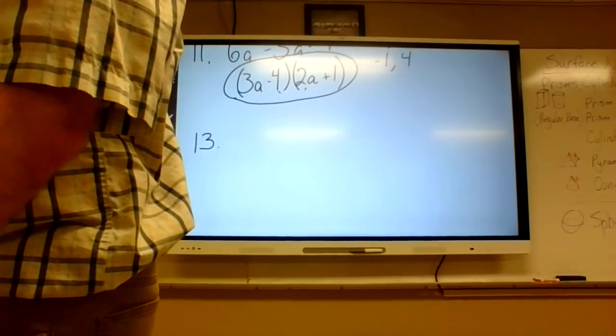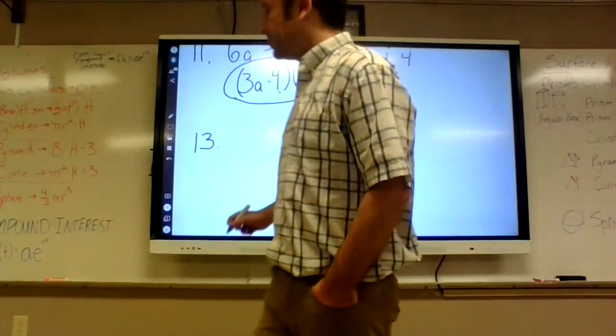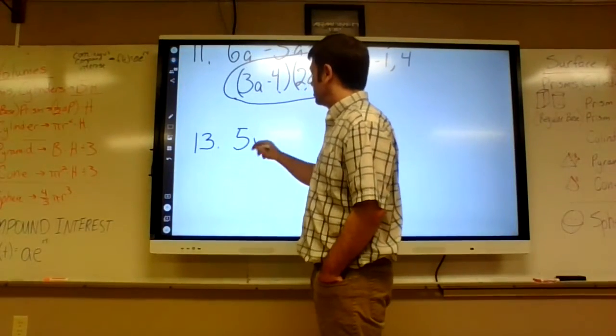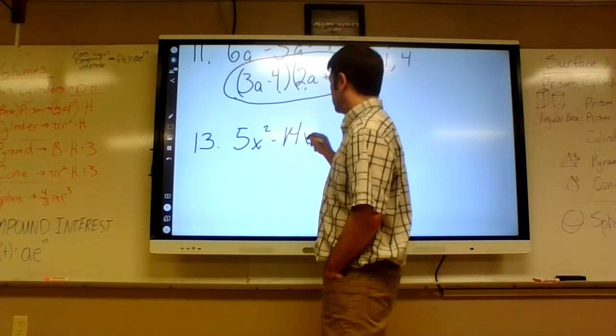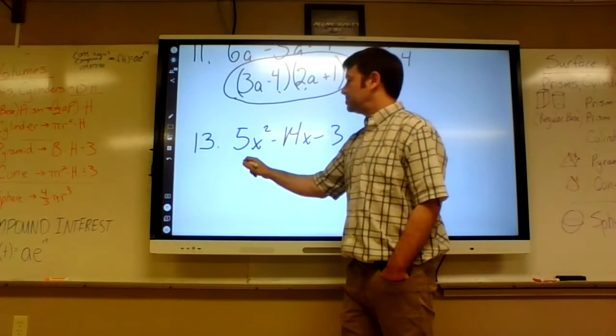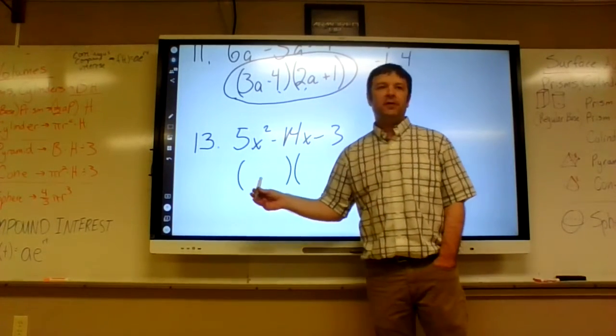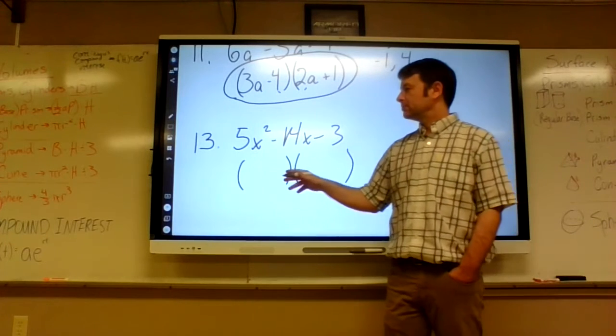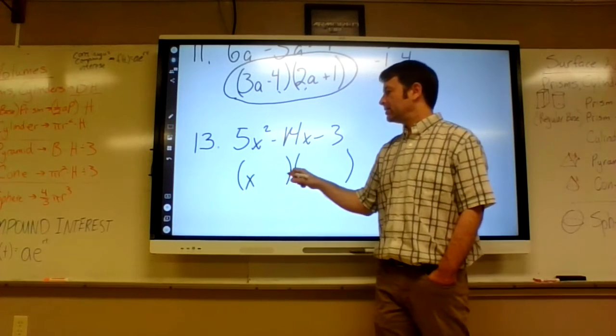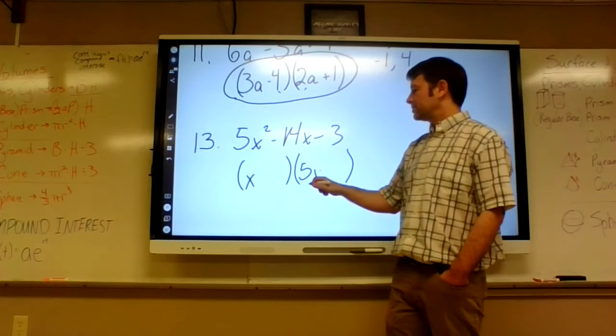Next time's going to be 5 minus 14 minus 3. Okay, quiet. What's going to go in front? X or x. X and 5x.